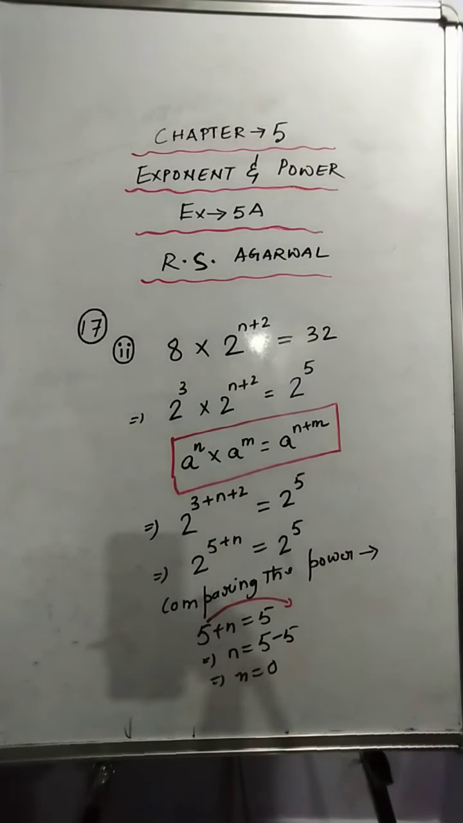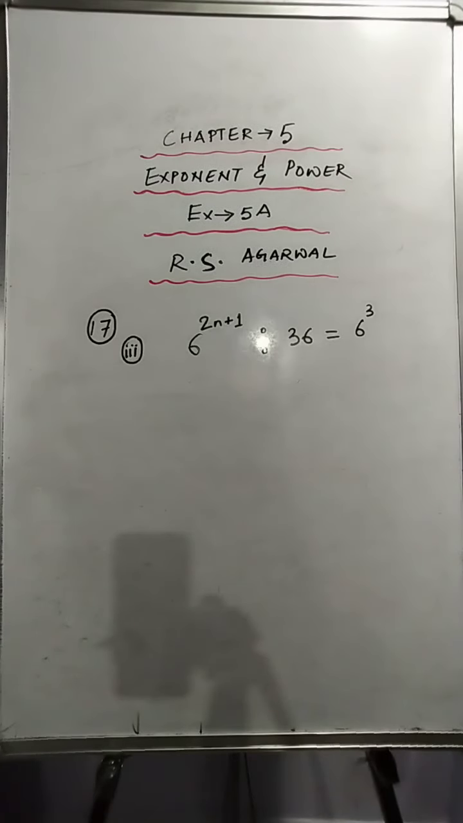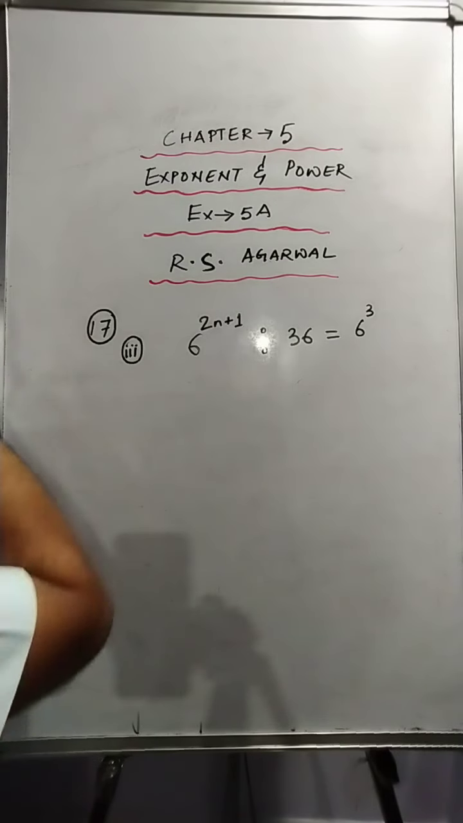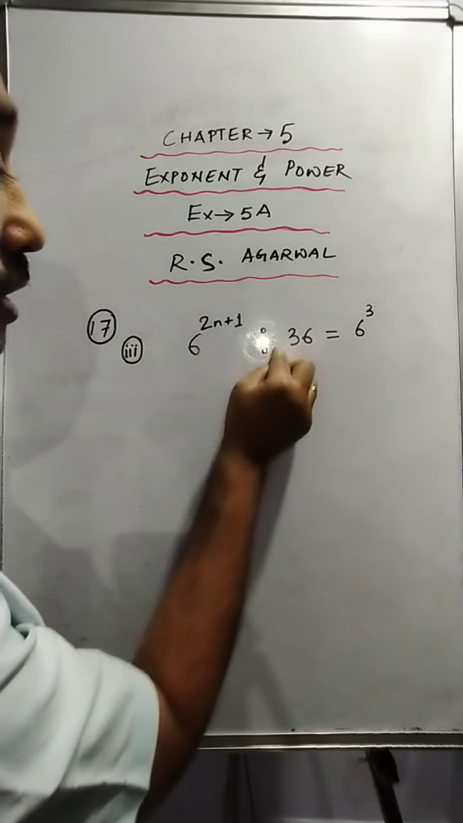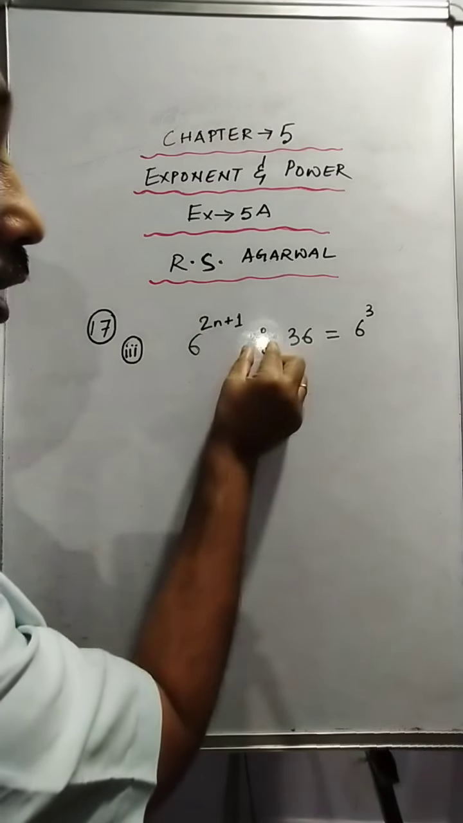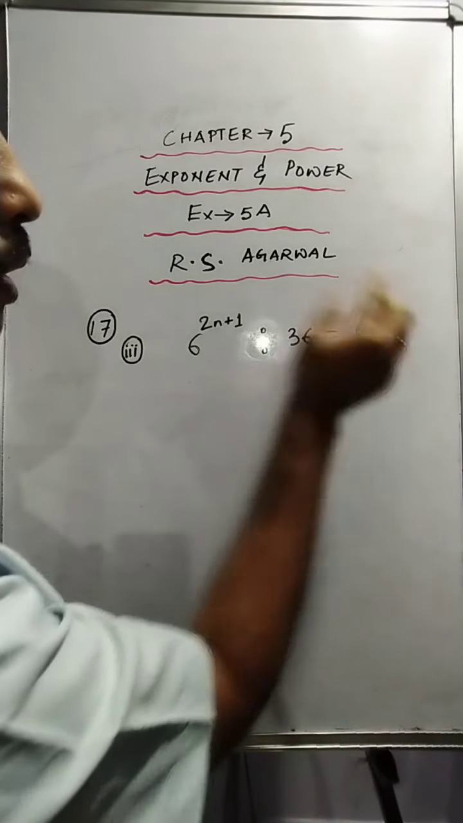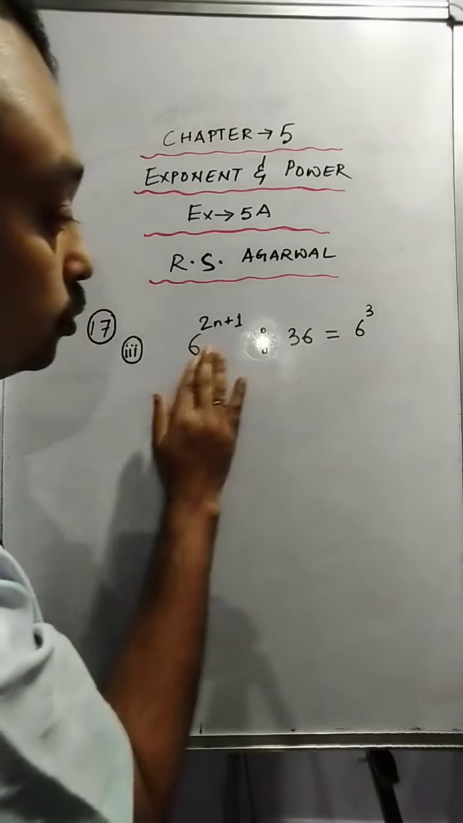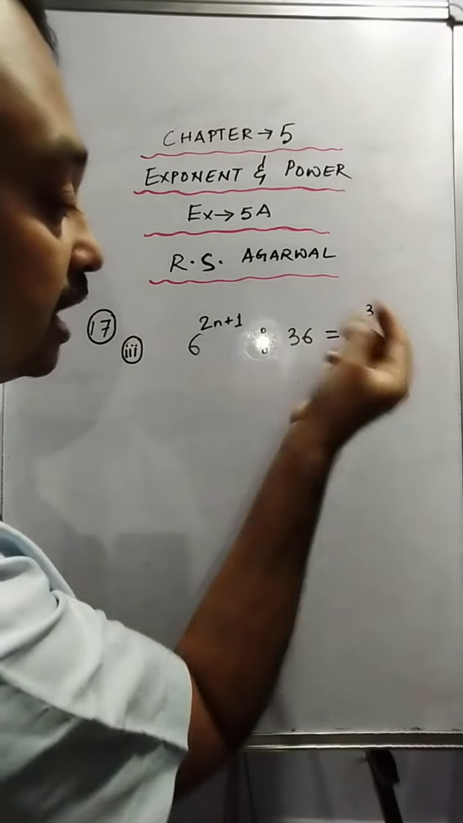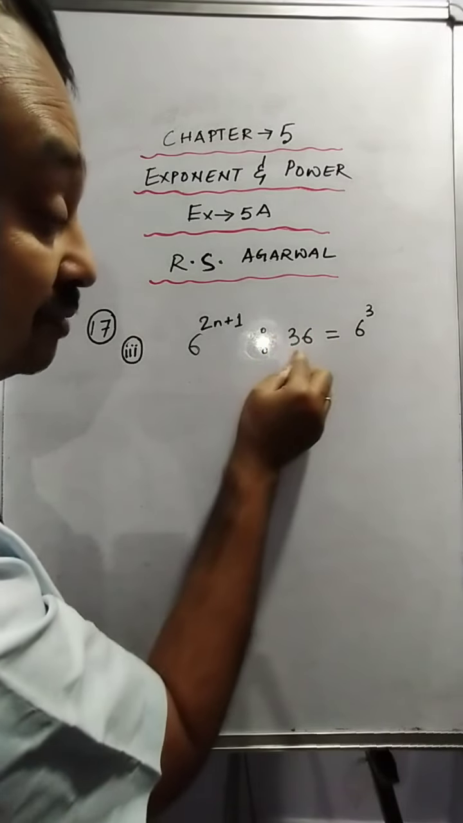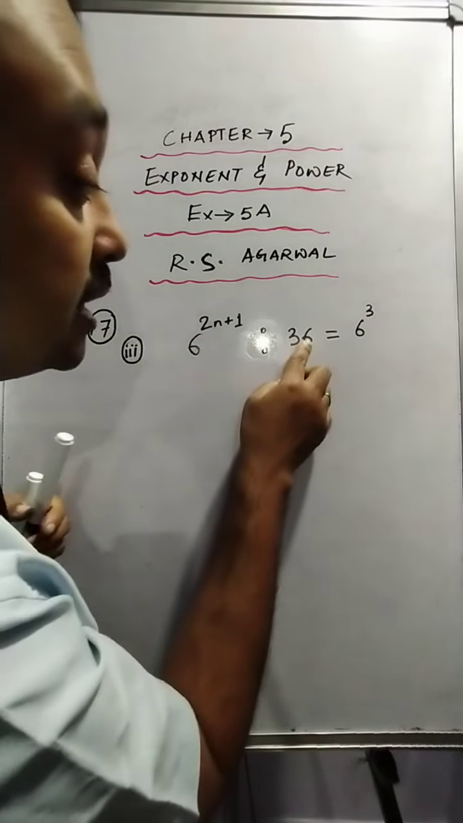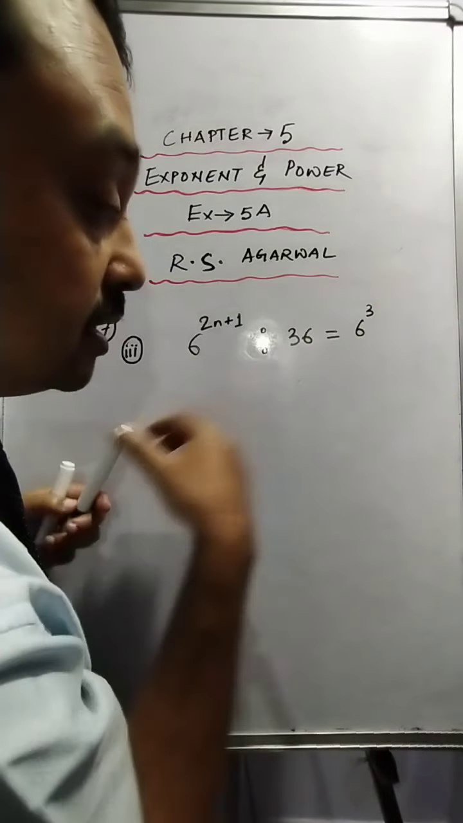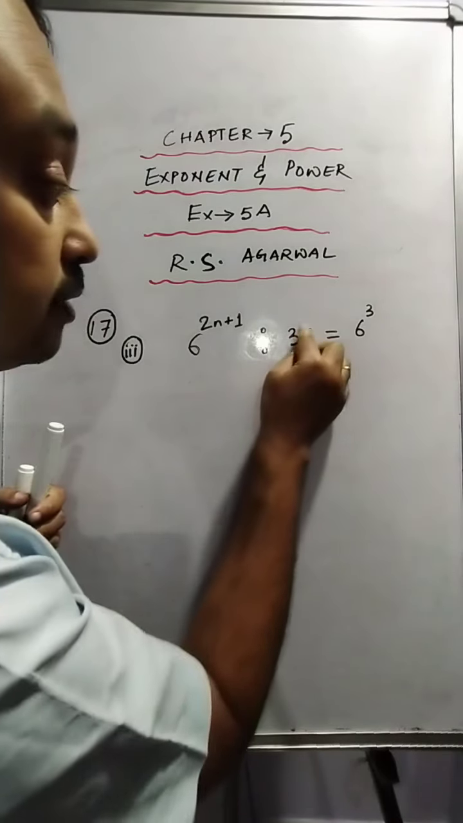Now let's move on to sum number 3 of question number 17. In sum number 3 of question number 17, we have 6 to the power 2n plus 1, and a division sign is given, divided by 36 equals to 6 to the power 3. Now you see, in 2 cases the base is 6. So is there any way possible that we can turn this 36 with the base 6? Yes, it is possible, because we know that 36 is 6 into 6, isn't it? That is, in place of 36 we can write 6 square.